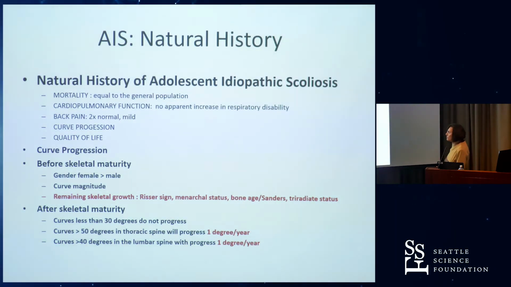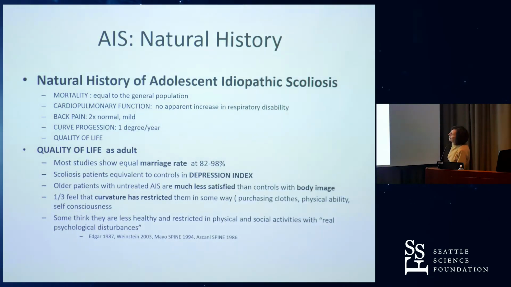And if you've got curves 40 degrees or more in the lumbar spine, those too are likely to progress slowly, about 1 degree a year. And how a curve that's progressing impacts a patient is going to be different depending upon who that patient is and how they feel about it.